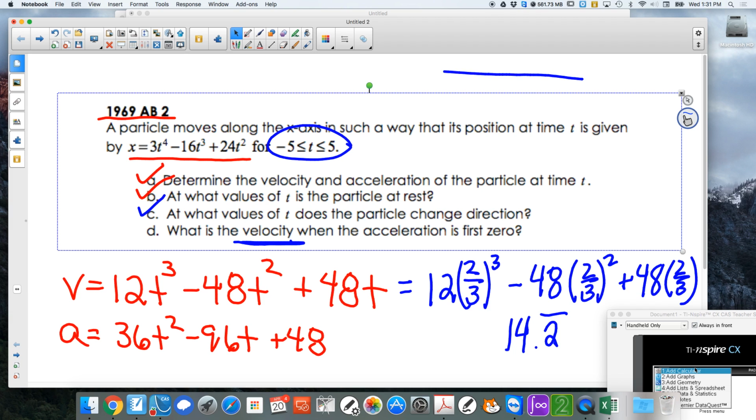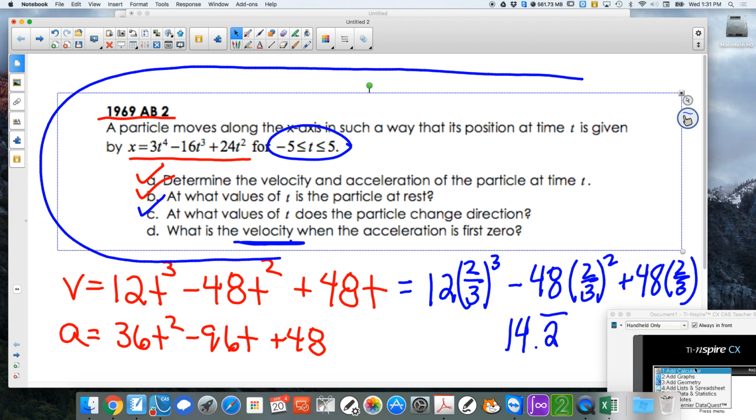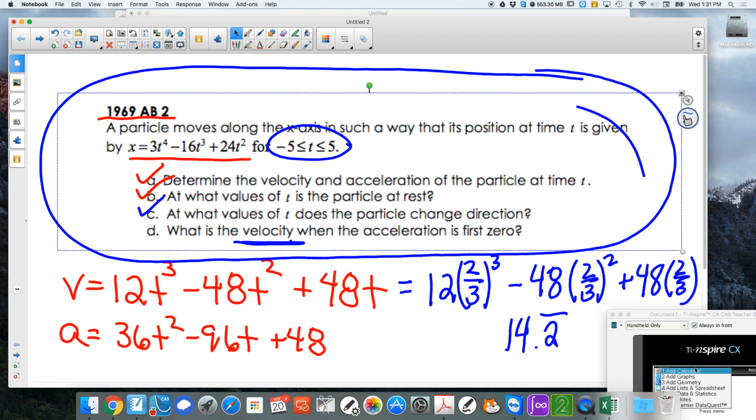We have the 1969 AP question. You also plug in 2 as well. What's that? You also plug in 2, into velocity, because we got t equals 2/3 and t equals 2 would make it 0.